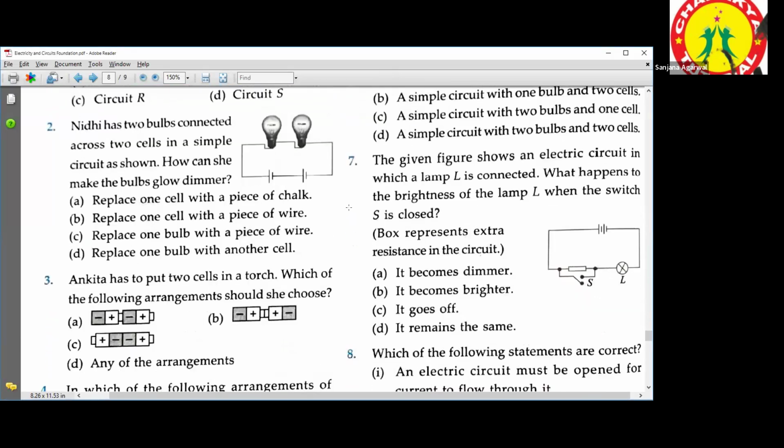Second. Maybe has two bulbs connected across two cells in a simple circuit. How can she make the bulbs glow dimmer? Replace one cell with a piece of chalk, one cell with a piece of wire, a bulb with a piece of wire, or one bulb with another cell.